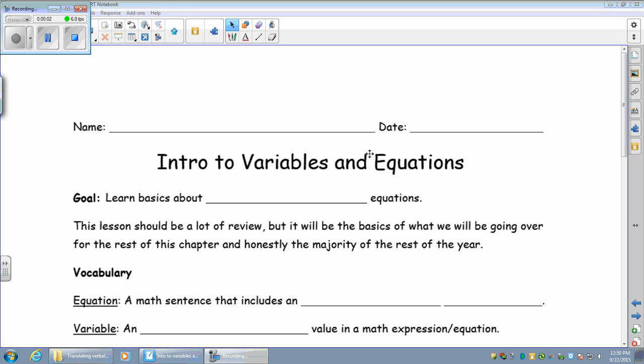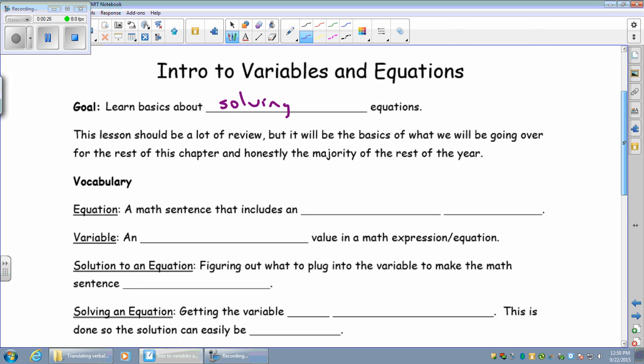So here are my notes on the intro to variables and equations. Our goal after watching this is we will learn basics about solving equations. This lesson should be a lot of review. It should be very easy for all of you watching it, but it will be the basics of what we'll be going over for the rest of this chapter, and honestly the majority of the rest of this year. So it is important to go over.